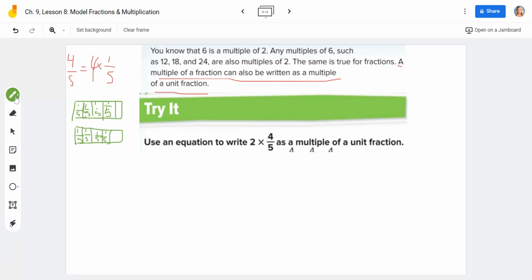Well, let's think of that as a multiplication problem. So with writing 2 times 4/5 as a multiple of a unit fraction, I would say 2 times 4/5, we're always going to rewrite what they give us, equals, because I need an equation. So if one of my 4/5 is just equal to 4 times 1/5, 2 of them is 2 times 4, which is 8 times 1/5.